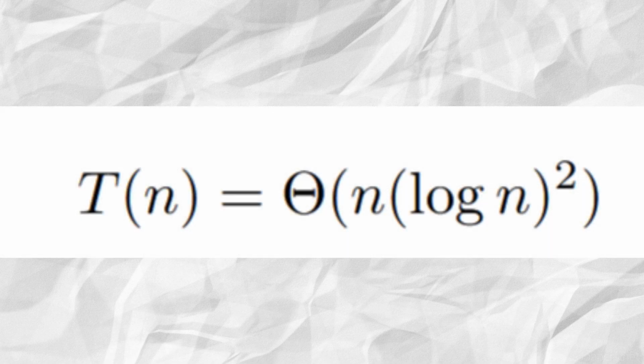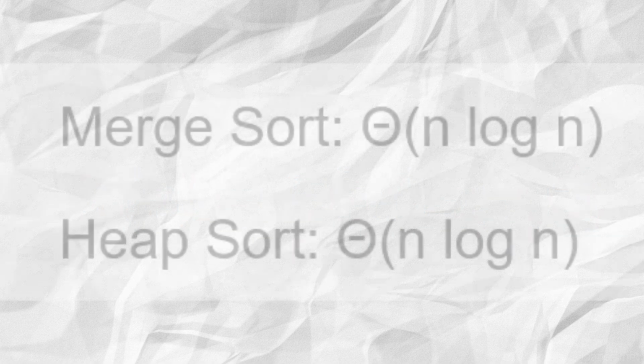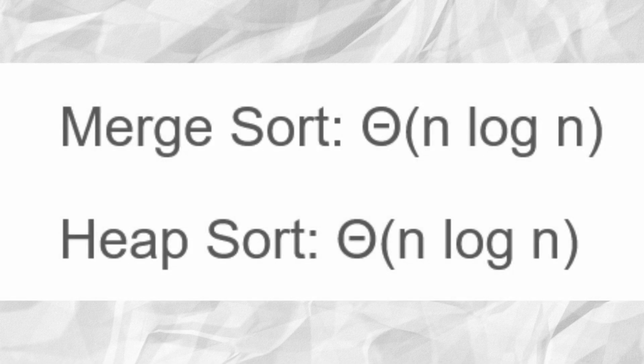Solving this new recurrence relation gives us T(n) = Θ(n log² n). This is slower than optimal comparison-based algorithms like merge sort or heap sort, which achieve n log n time complexity. However, this extra logarithmic factor is the price we pay for the algorithm's excellent parallel properties.